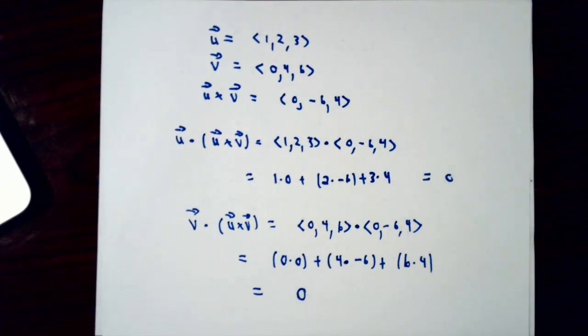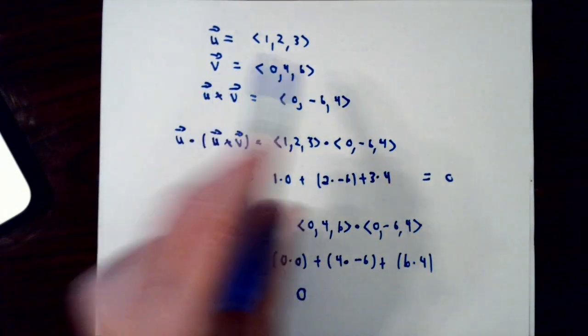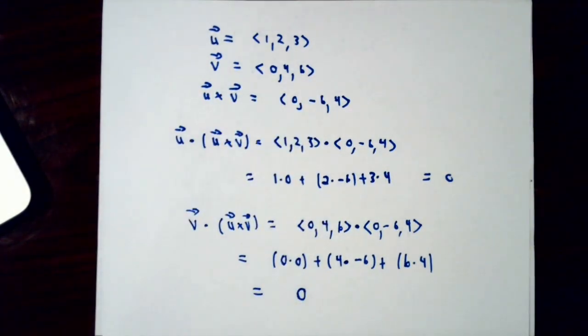It could be that this is just a coincidence. It could be that this only works out for these particular u and v vectors and not any other ones. It's going to turn out that's not true, though. It's going to turn out that this is always true, and this is a fact that we're going to take advantage of in several connections.